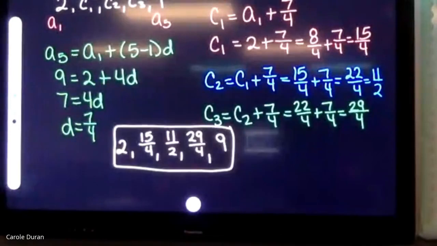So you want those fractions, not decimals? Yes, absolutely fractions. Because sometimes we're going to get a decimal that doesn't terminate.